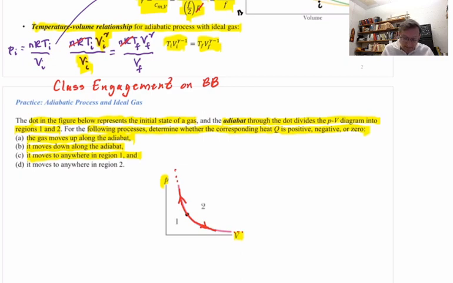And let's say for C and D that you follow the isotherm that passes through the dot. In part C, you follow that isotherm that leads you into region 1. And in part D, you follow the isotherm through the dot that leads you into region 2. In all those cases, A, B, C, and D, you have to tell me whether Q is a positive number, negative number, or zero. Okay? All right, so that's what you do on Blackboard. And that's all for this video.